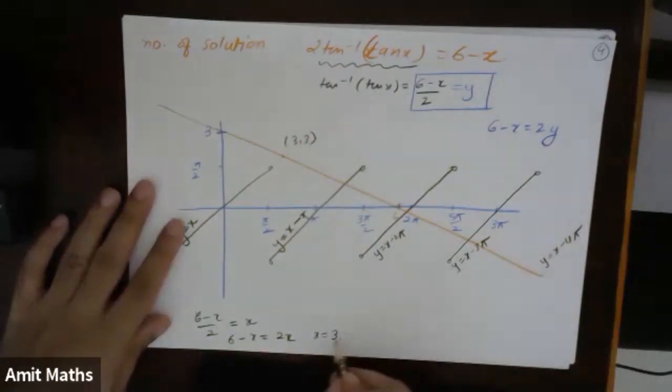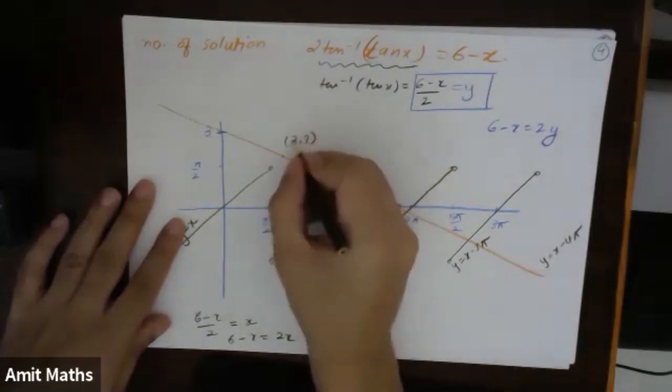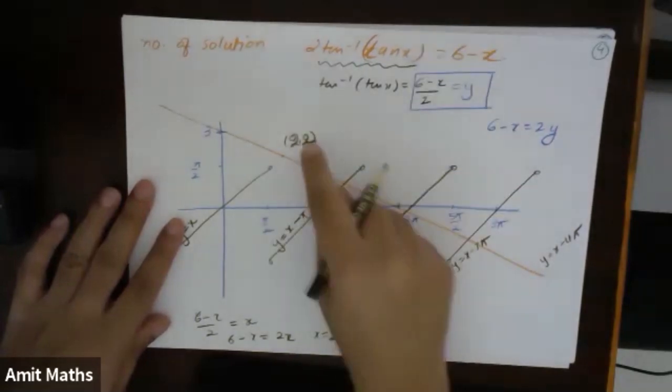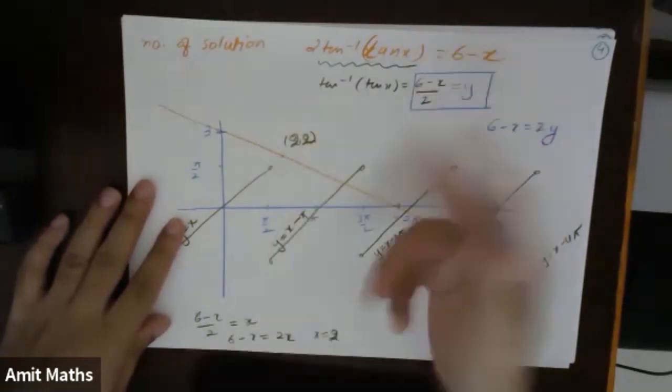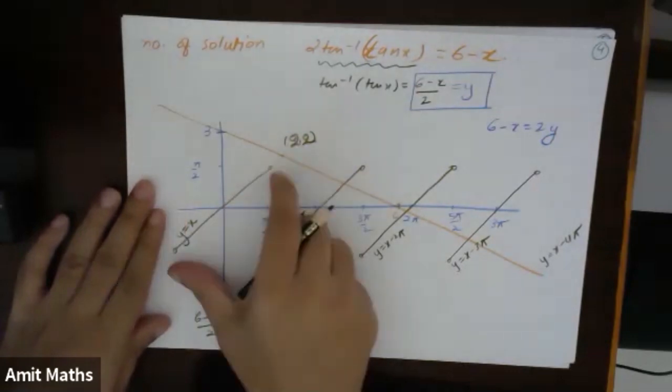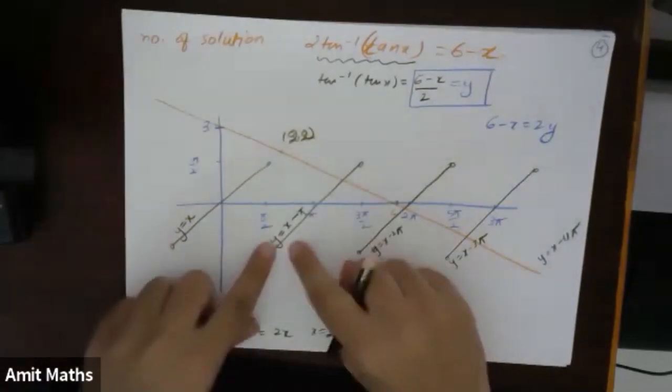Fine. Oh, sorry, 2, 2. We know 2, 2 is after pi by 2. So that means there is no intersection of this line and this line. Okay. Next, we will check for this one.